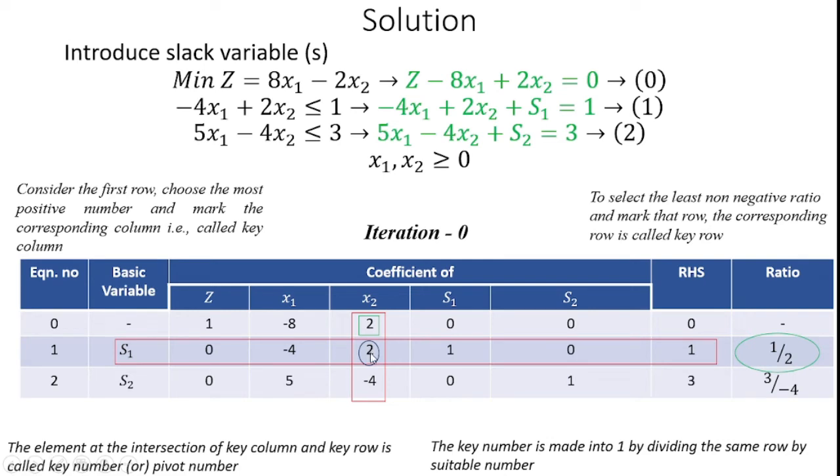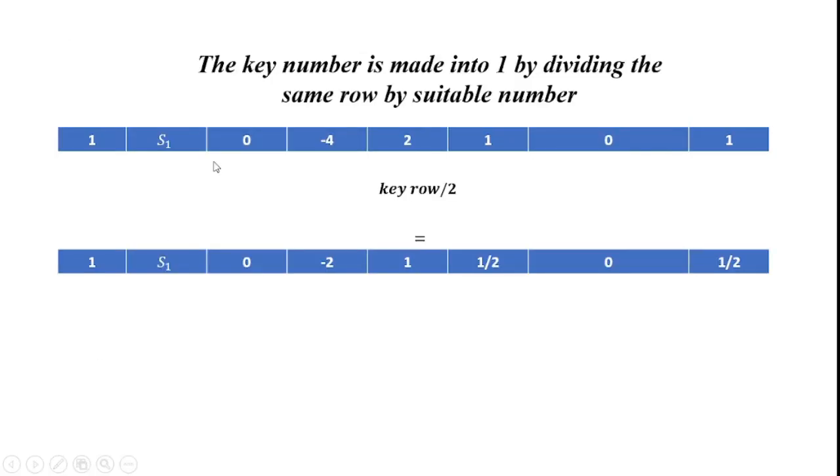So what about the other elements available in the same table? I also divide all the numbers available in equation number 1, so -4 divided by 2, 1 by 2, 1 by 2. Likewise, I can perform the calculation with equation number 1. Yes, I can show you. Here 1, S1, 0, -4, 2, 1, 0, 1 are available in the key row.